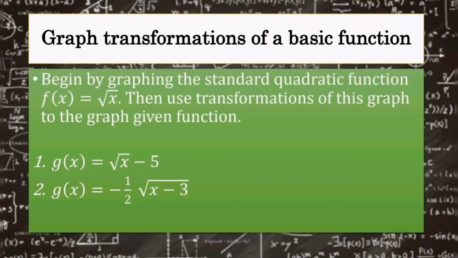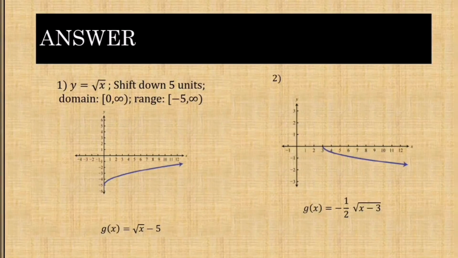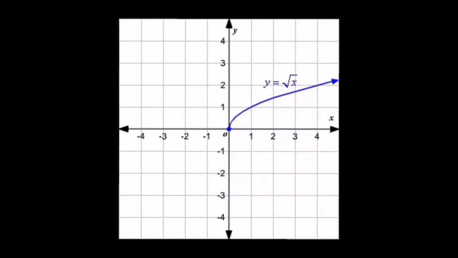The next question is graph transformation of a basic function. Begin by graphing the standard function f(x) equals square root of x. Then use transformations of this graph to graph the given function. So for the answer, firstly, we need to know the graph of y equals square root of x. So here is the graph of y equals square root of x.